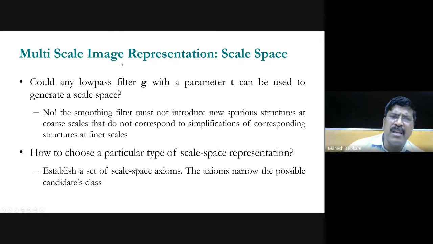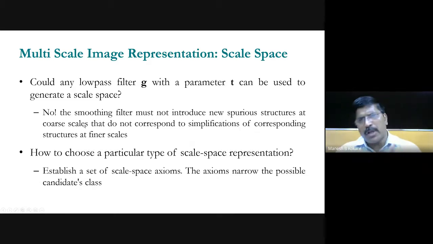So for multi-scale image representation, can any low-pass filter G with a parameter T be used to generate the scale space? The answer is no, because the smoothing filter must not introduce new spurious structure at the coarse scale. So structure should not increase. It should not introduce any new coarse structure at the coarse scale that does not correspond to the simplification of the corresponding structure at a finer scale. So you cannot use any function as a low-pass filter for the scale space approach. Then how to choose a particular type of scale space representation?